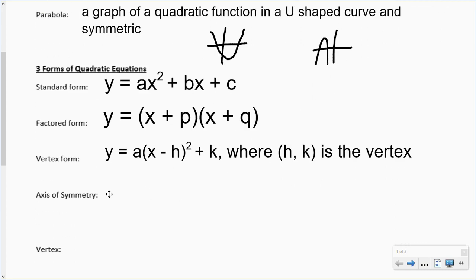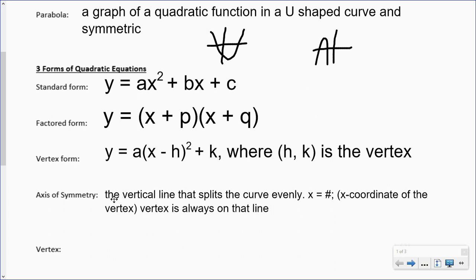Axis of symmetry is the vertical line that splits the curve evenly. So it's the vertical line that goes through the middle of the curve. And it's usually written like it's a vertical line, so you always write it x equals whatever number. The x-coordinate of the vertex is the x-coordinate of that line. So vertex is always on that line because vertex is always in the middle. Let's talk about vertex.